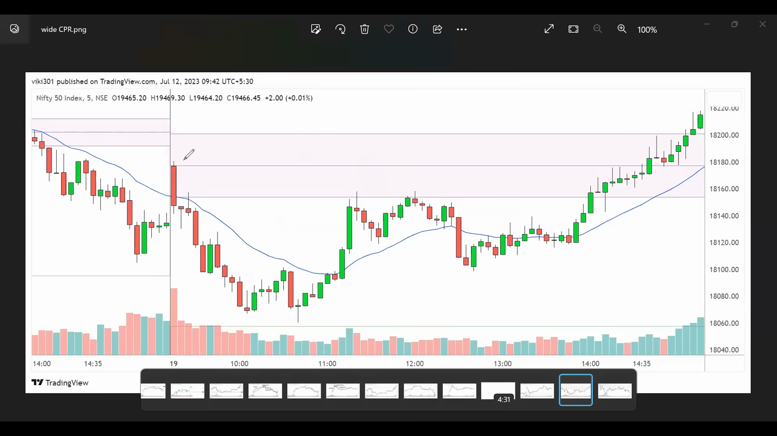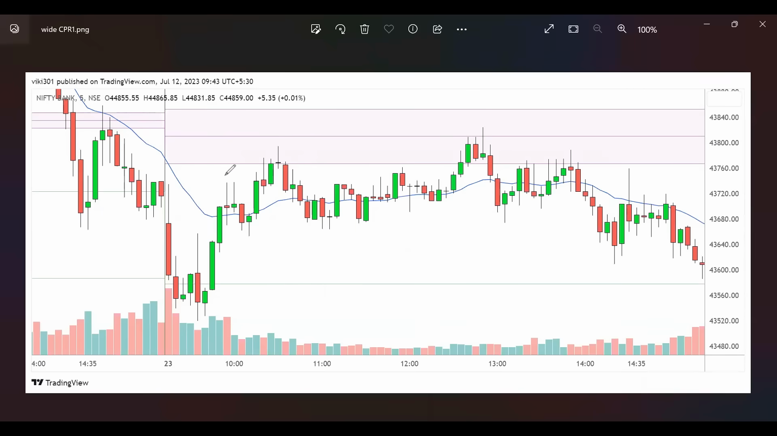This is the Nifty chart. Nifty opened exactly at the central pivot and started going down. And I look for the price action. When I see a bullish price action near the pivot points, then around this level, I take a long position.